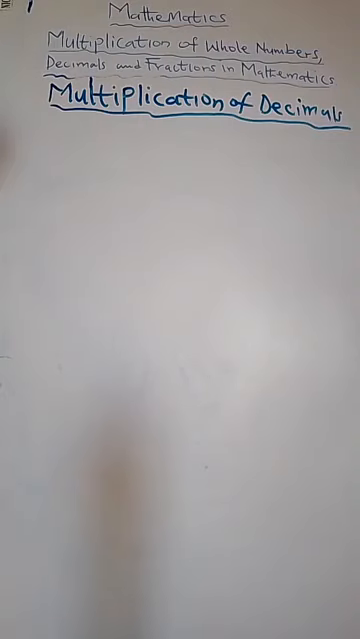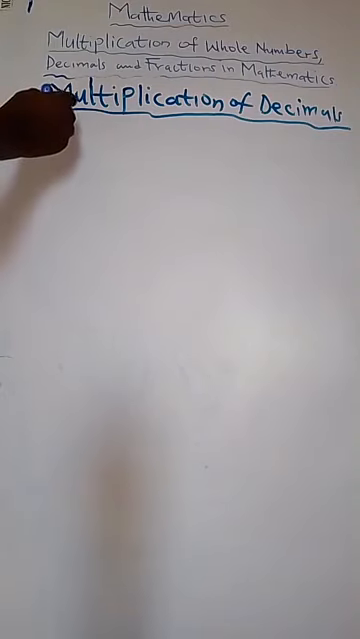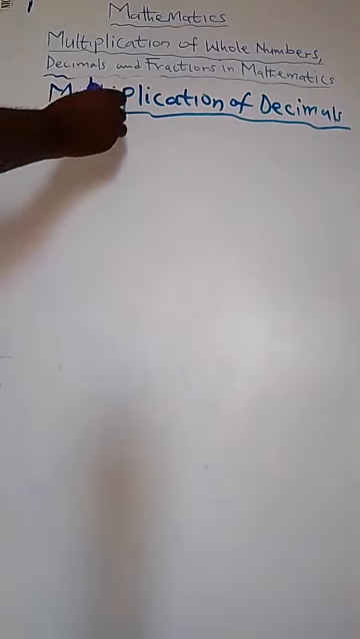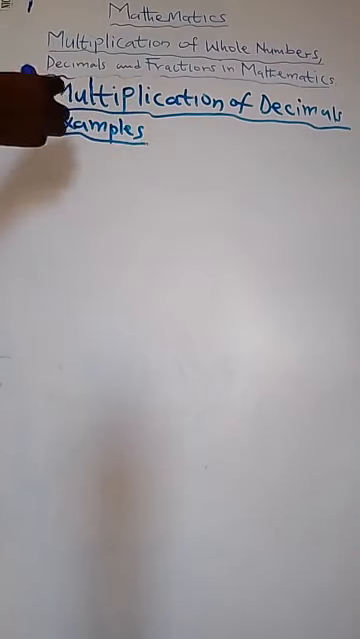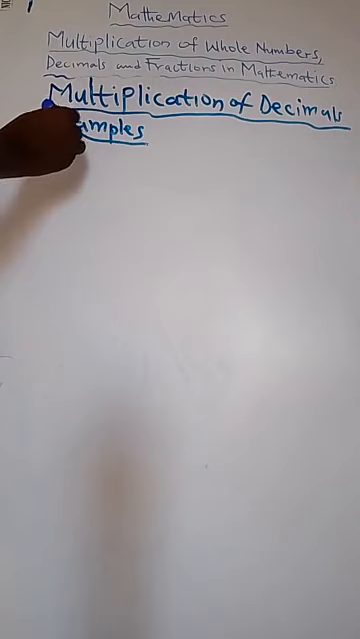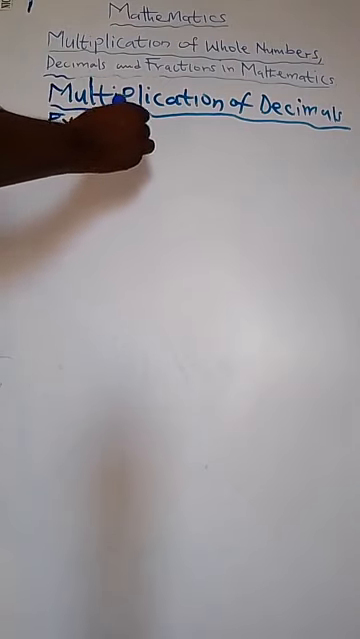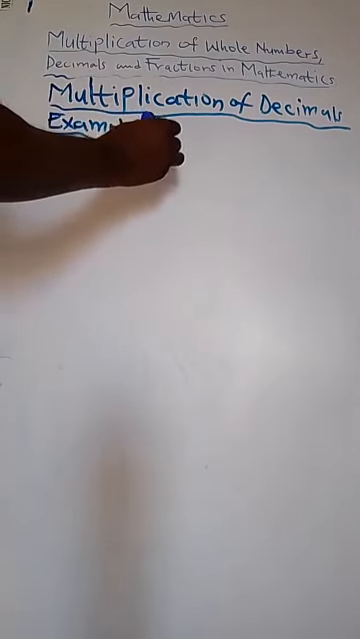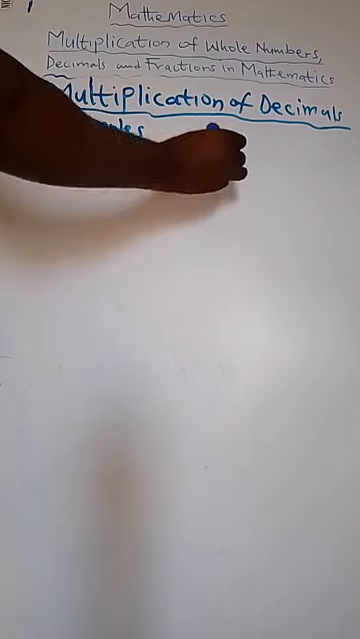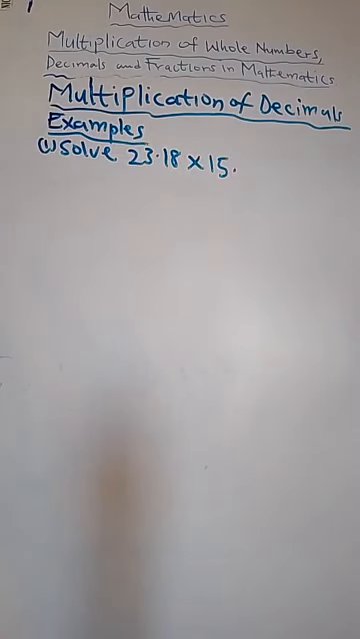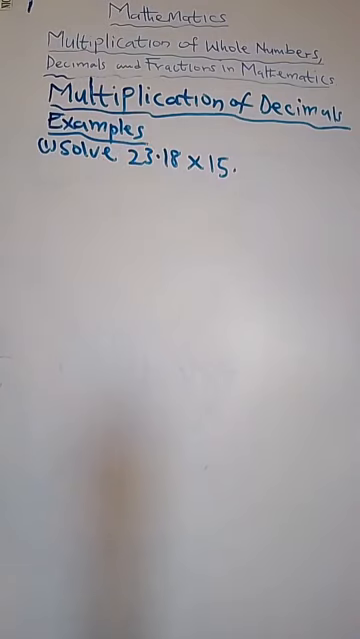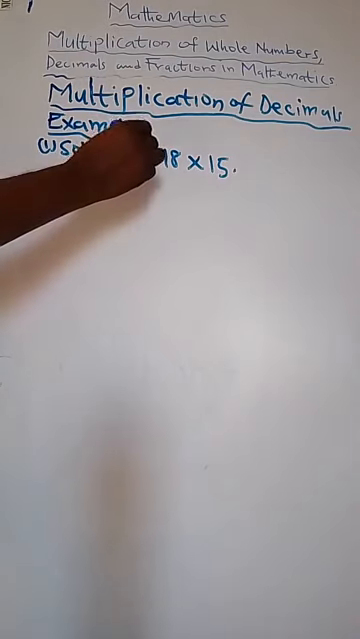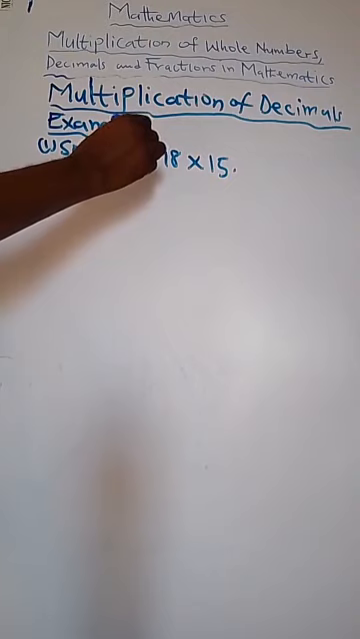Okay, let's go by way of examples, because examples are very important in mathematics. Let's say you have a question that says 1. Solve 23.18 times 15. When you want to solve this kind of question, the first thing you do is to remove the decimal point. But before you remove the decimal point, you have to count the number of places the decimal will move before you remove it.